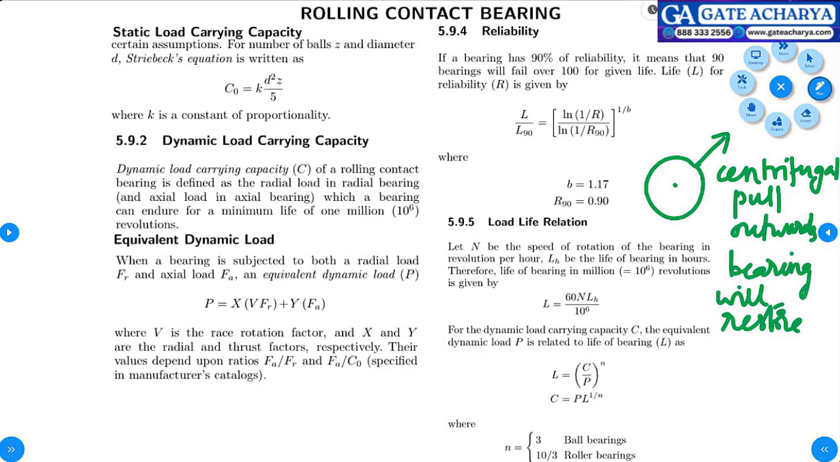So what is the dynamic load carrying capacity of a bearing? The radial load for which a bearing can withstand 10 power 6 revolutions is called the dynamic load carrying capacity of a bearing. I said, isn't it, radially outward pull. So if it can withstand 10 power 6 times, we call it the dynamic load of the bearing.